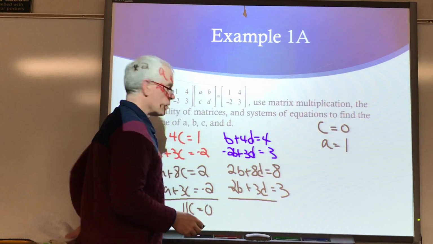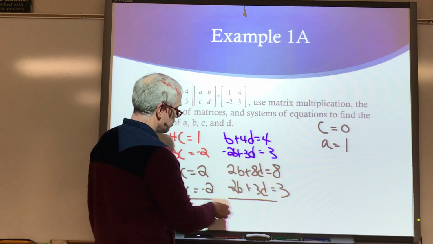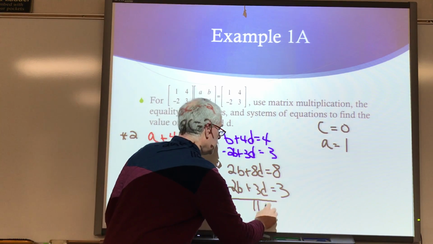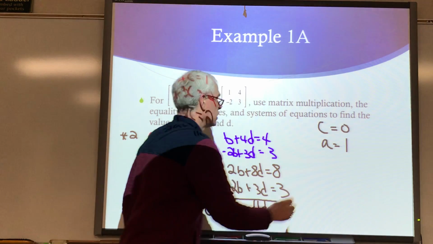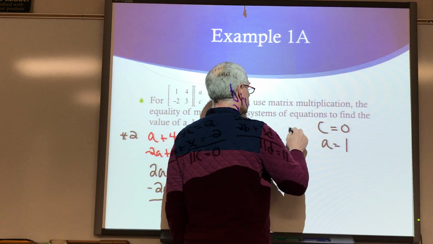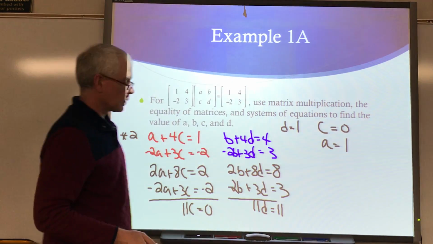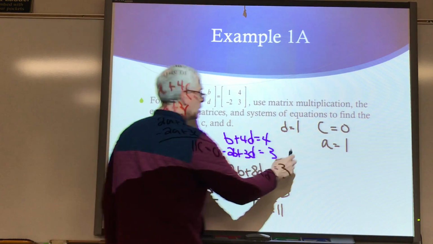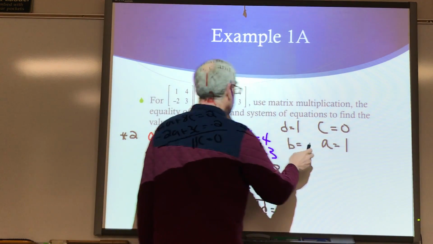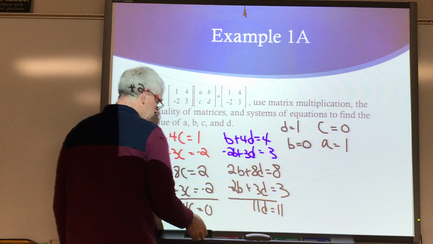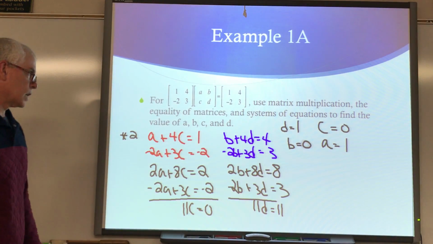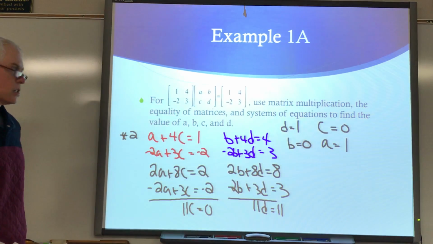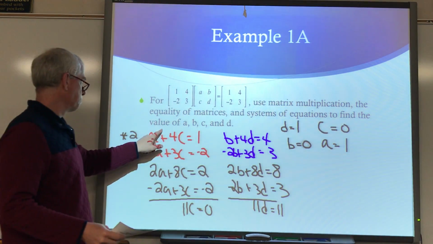Okay, over in the second system, add up the first column and I get 0 for the B's. I get 11D equals 11. So that means D is going to be 1. Okay, and if D is 1, 4 times 1 is 4, subtract 4, B has to be 0. And so now I've got all 4 spots figured out. We did some multiplying of matrices in a previous section, so you should be okay with this.